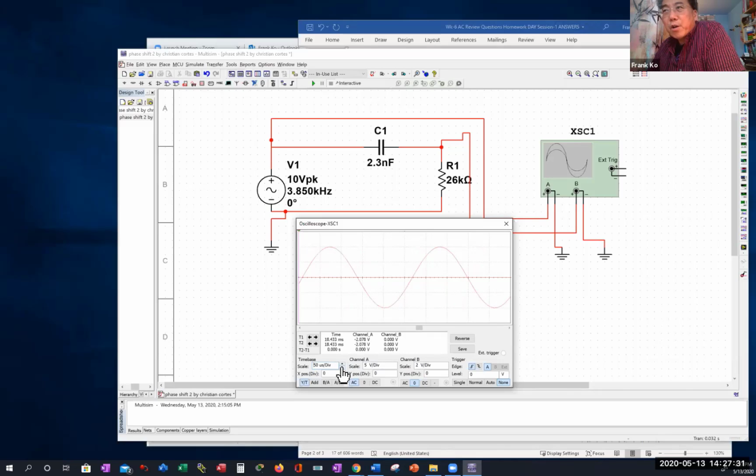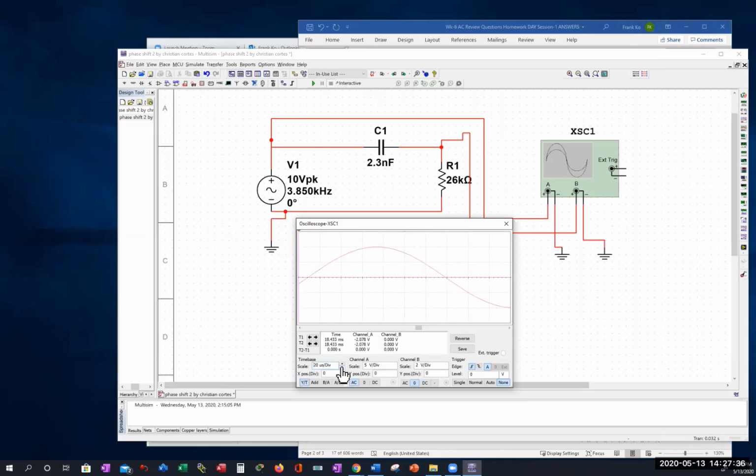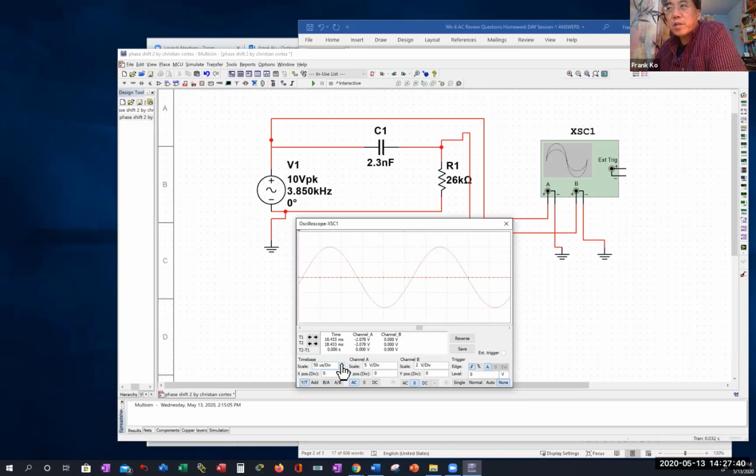Yeah, that looks right, because if I go too low, I don't even have one cycle. I need to get at least one, if not more than one. So here I've got at least one and a little bit over. If I adjust this one more time, too many cycles.